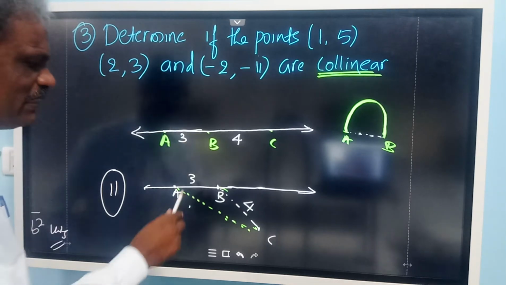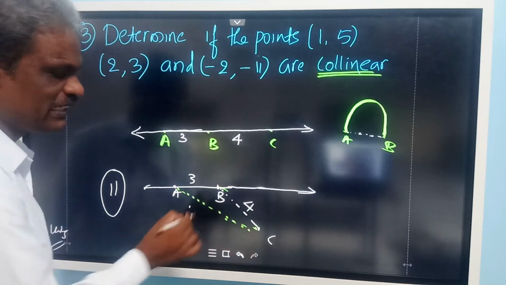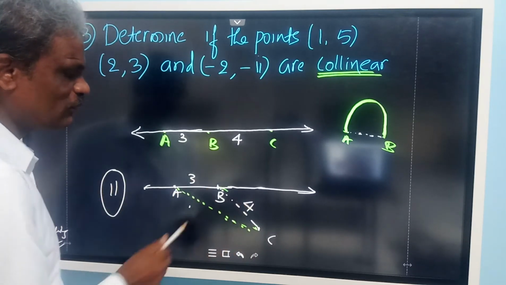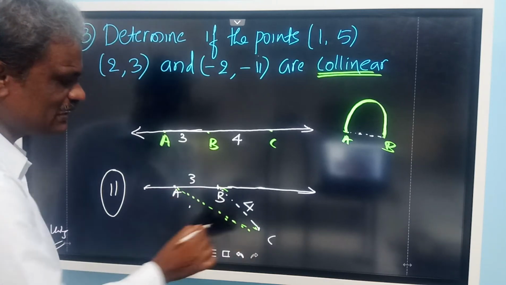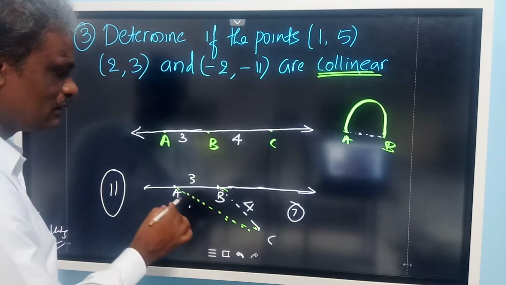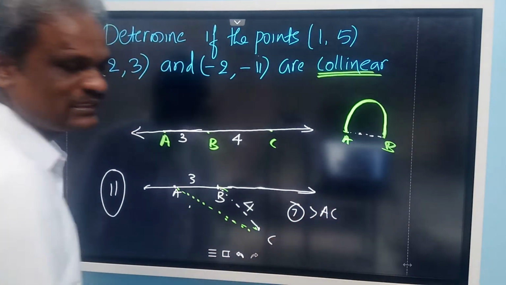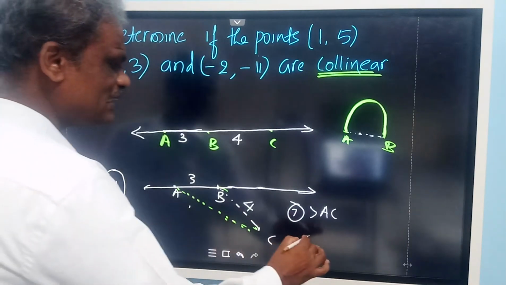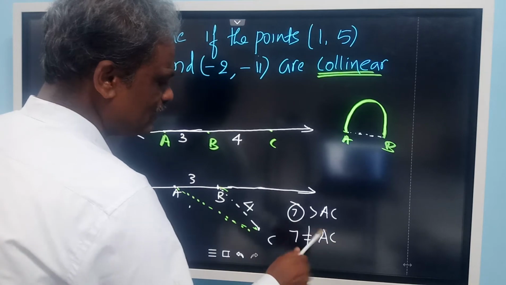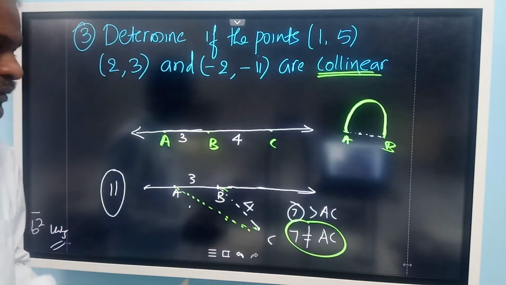The sum of 2 sides is always greater than the third side, always remember that one. If it is a triangle, the sum of 2 sides is always greater than the third side. 3 plus 4 must be greater than AC. 3 plus 4 is 7. Then 7 must be greater than AC. So that means AC will not be equal to 7 if the points are not collinear. Is it clear to all of you?